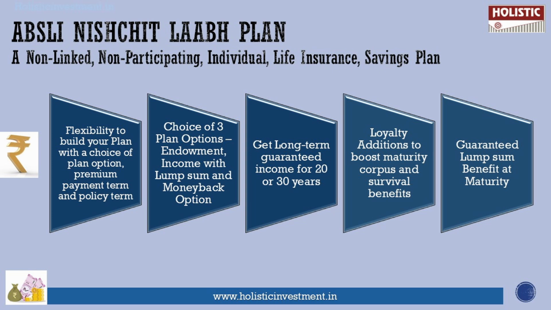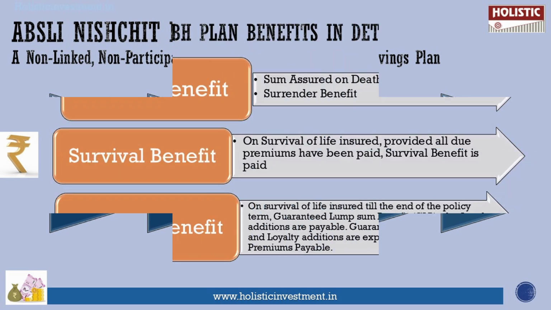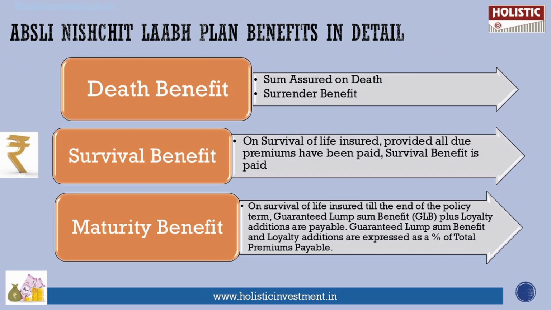You get guaranteed long-term income for 20 or 30 years under the income with lump sum option. Loyalty additions are also there to boost your maturity corpus and survival benefits as per your chosen plan option. You get a guaranteed lump sum benefit at maturity of this policy. So these are some of the key features of this policy. Now let's take a look at the benefits available under this policy.